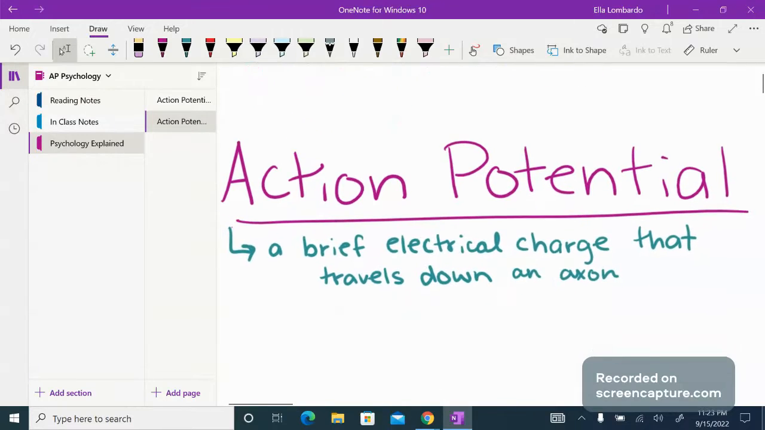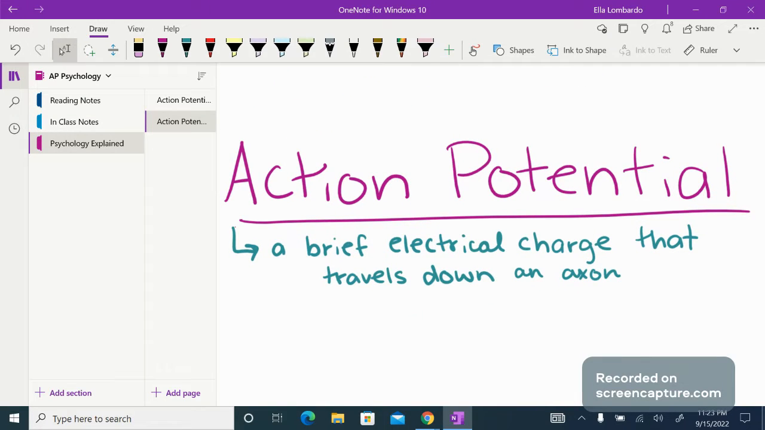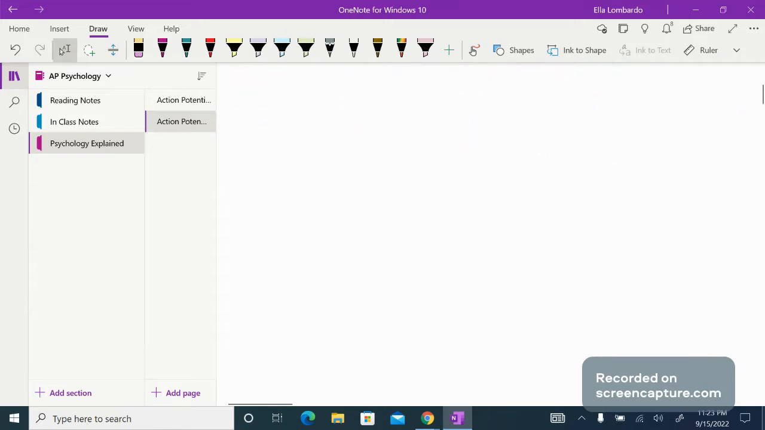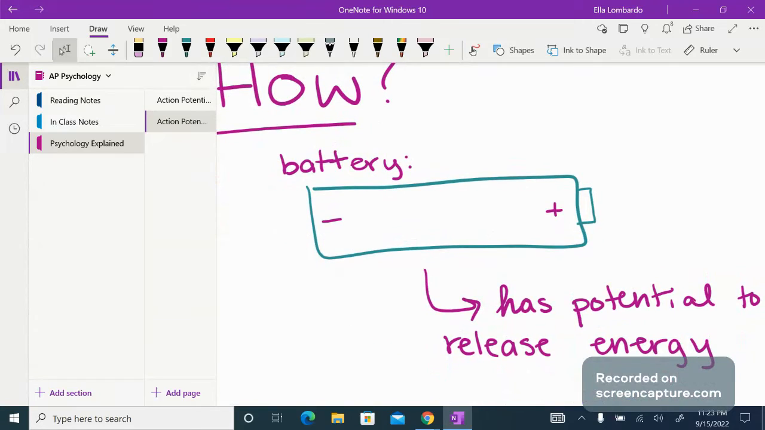Alright, so action potential. The textbook definition is a brief electrical charge that travels down an axon, but at least in my opinion, this doesn't really explain what an action potential is, so let's get more into depth. So how does this work? Let's start by explaining a battery.